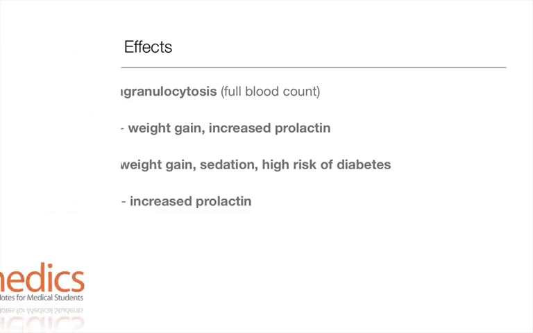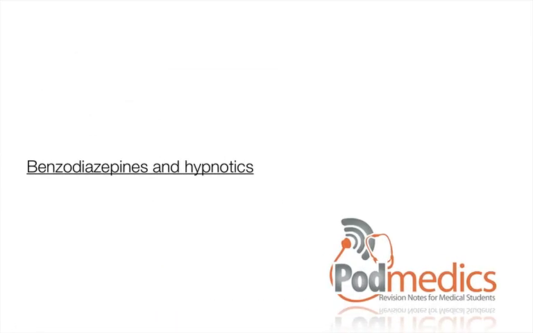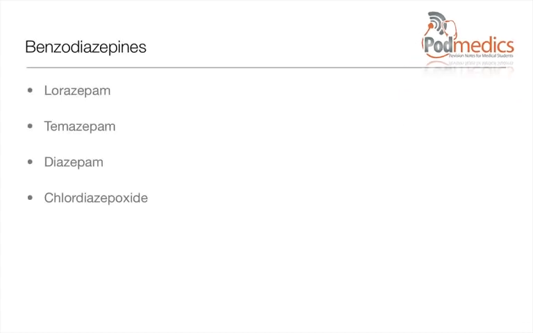Okay, shall we move on to look at benzodiazepines? Yeah. Okay, so now we've come to the part where we talk about benzos. So, there are some examples. So, there's lorazepam, temazepam, diazepam, and chlordiazepoxide. Lorazepam and temazepam are short-acting benzodiazepines and therefore are conventionally called hypnotics. Diazepam and chlordiazepoxide have a long half-life and they're called anxiolytics.